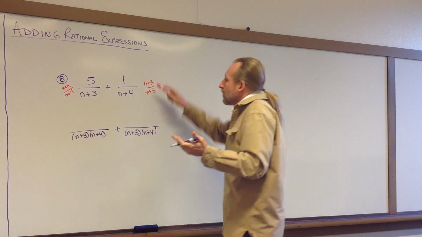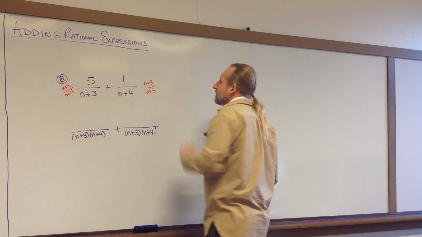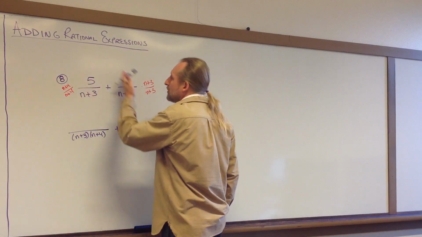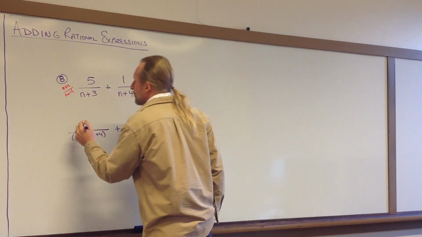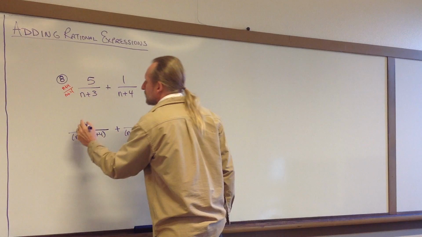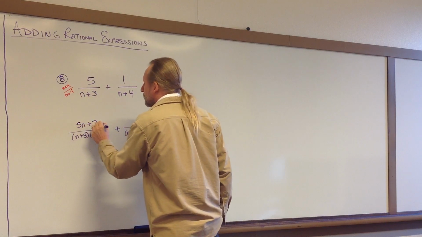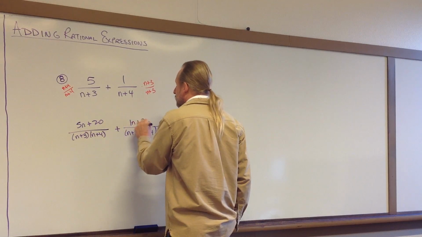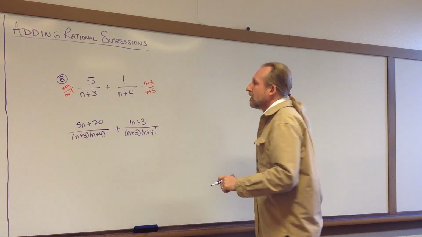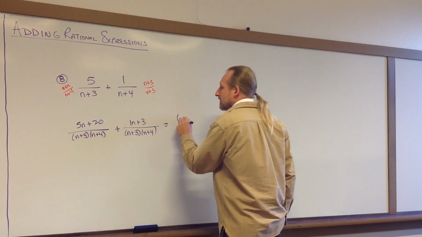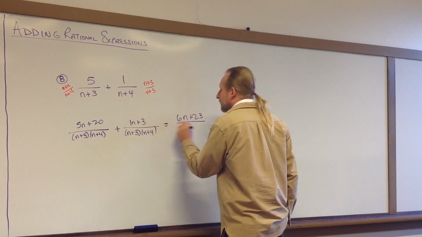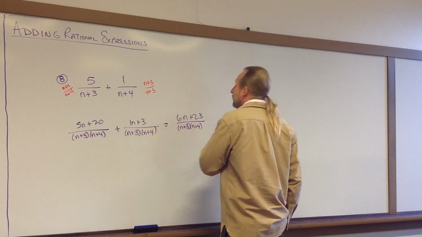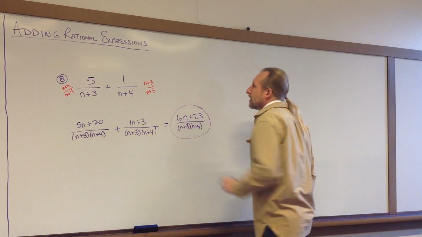And again, notice that we're multiplying by 1, right? Anything over itself is equivalent to 1. So we're not changing the value of these fractions, but we do want to change their appearance. So let's see. This will be 5n plus 20. This one is just 1 times n plus 3, so 1n plus 3. And so in the end, we'll get what? 6n plus 23 in the numerator, and n plus 3 times n plus 4 in the denominator. And there we go.